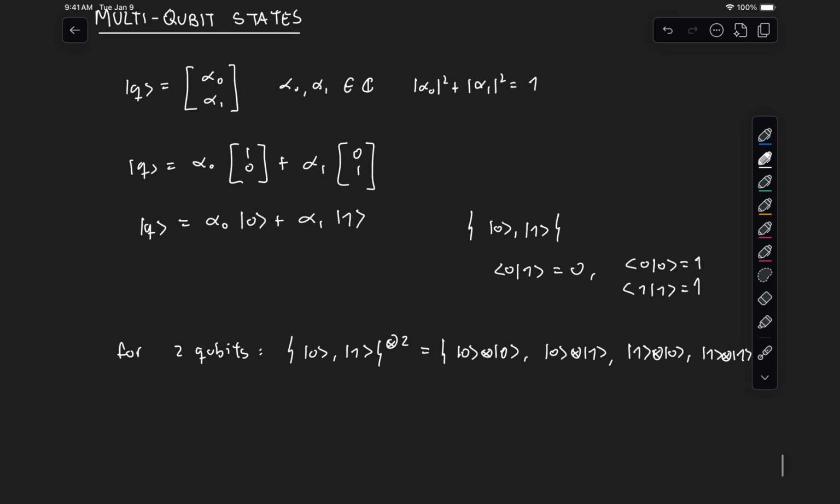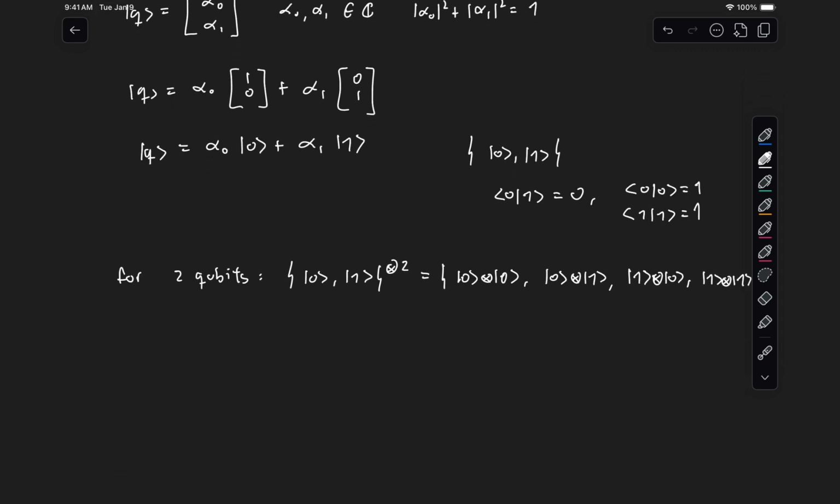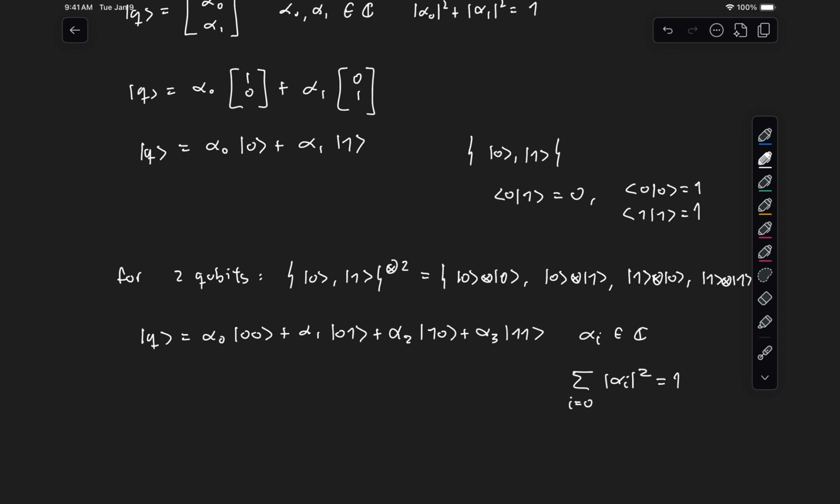And then we can say that a general state for two qubits is represented by a linear combination of all possible basis states. So we will have alpha 0 state 0, 0, plus alpha 1 state 0, 1, plus alpha 2 state 1, 0, plus alpha 3 state 1, 1. All these alphas, just like for the single qubit, are complex numbers, and they also represent probabilities when we take their modulus squared. Therefore, the sum of all of them must be equal to 1, with i going from 0 to 2 to the n minus 1, where n is the number of qubits.